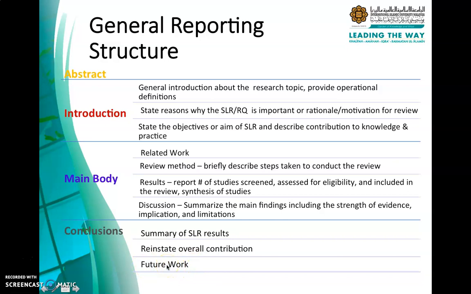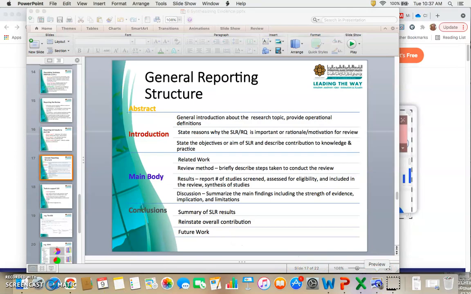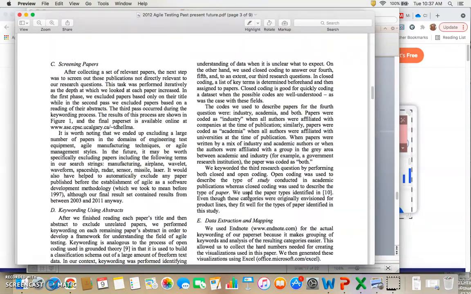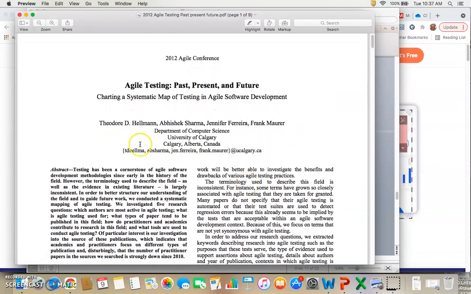Okay, I'll show you some examples. Let me find. Okay, this is one paper. This is a mapping study. This is a 9-page paper, and it is a conference paper. It was submitted to this Agile conference and accepted in that conference. So when you submit a paper to a conference, as the author, you are going to attend the conference as a presenter.